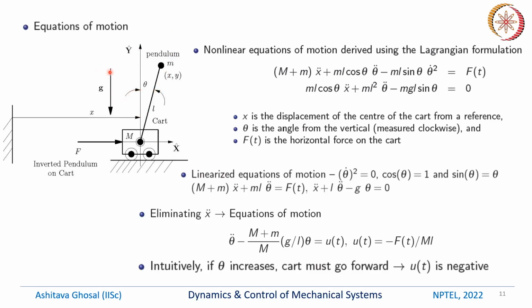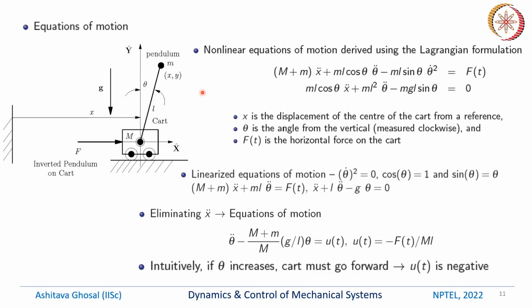So there is gravity which is acting this way, which is this g vector, and then there is a force along the x-axis which is acting on the cart. So we can derive the equations of motion following the Lagrangian formulation.